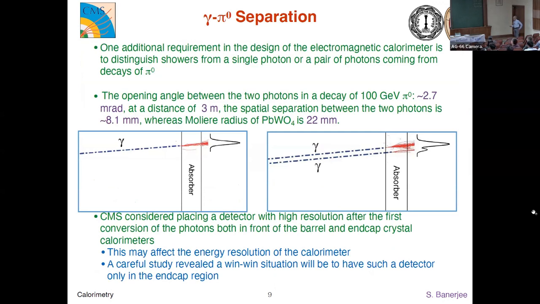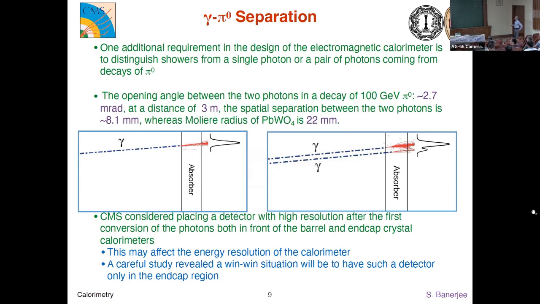Now, one of the important considerations in making a calorimeter is that we do not want to see a pi zero decaying to 2 photons and identify them as a single photon. So we want an additional requirement in the design, to distinguish the showers from a single photon from a pair of photons coming from decays of pi zeros.